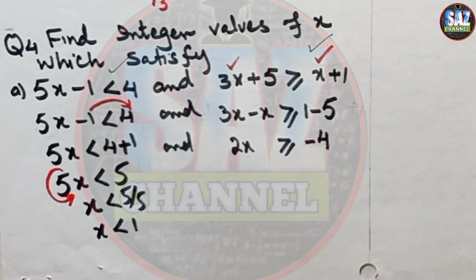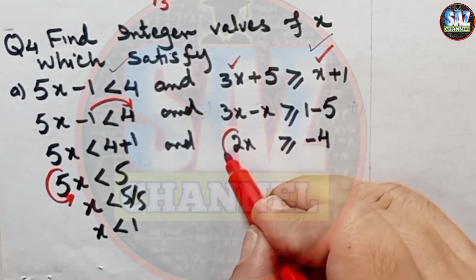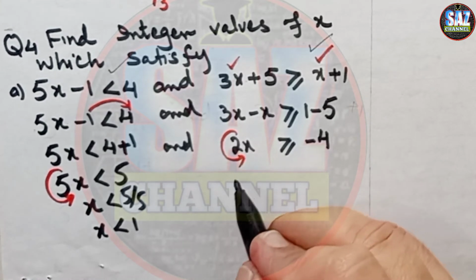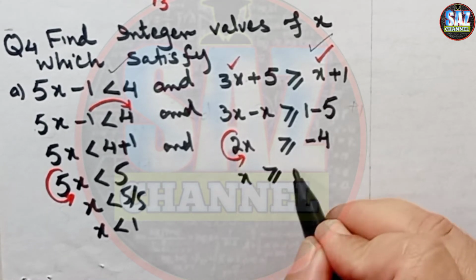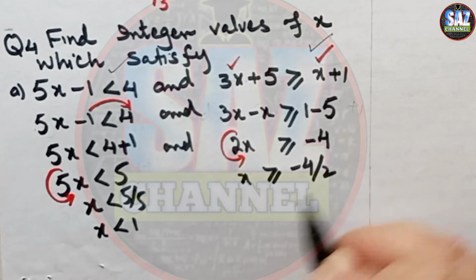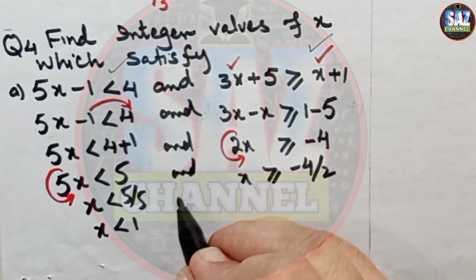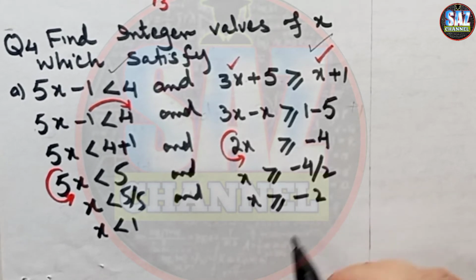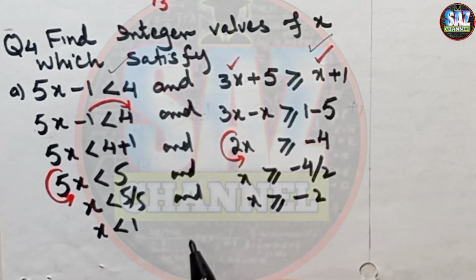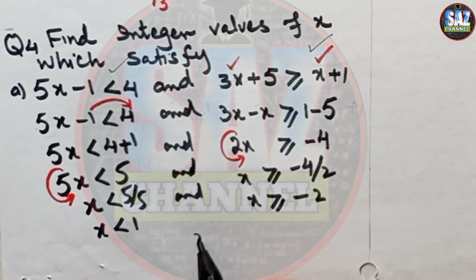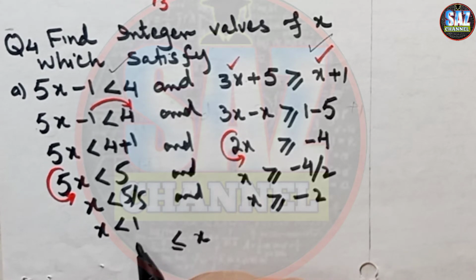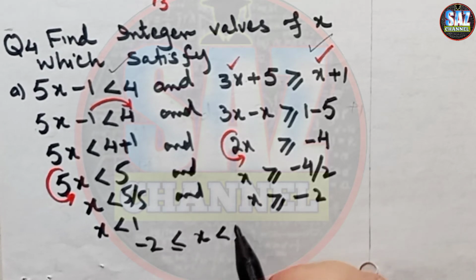Again, this 2 is multiplied by x, so shift it to the other side by dividing. x is greater than or equal to minus 4 by 2, and x is greater than or equal to minus 2. So if we want to write the interval that should satisfy both the inequalities, x is greater than or equal to minus 2 but less than 1.